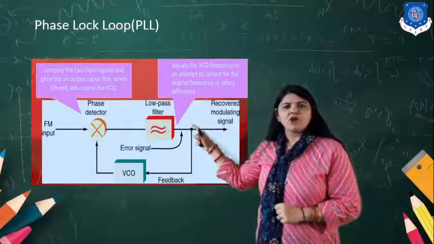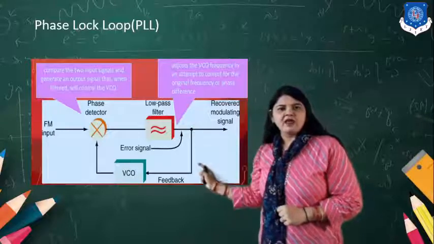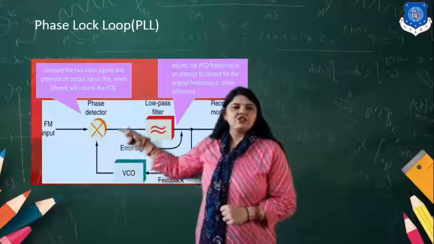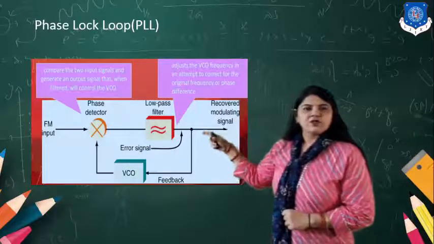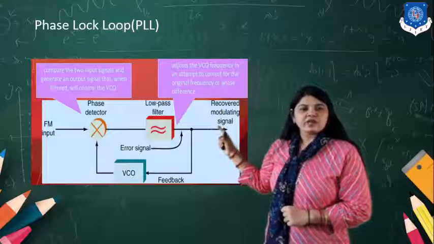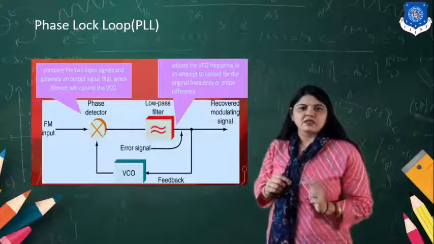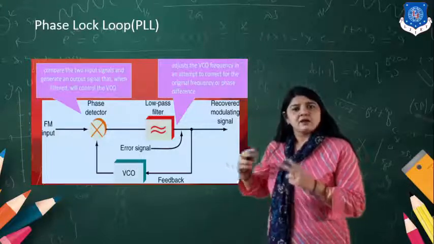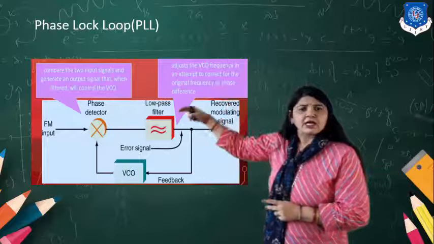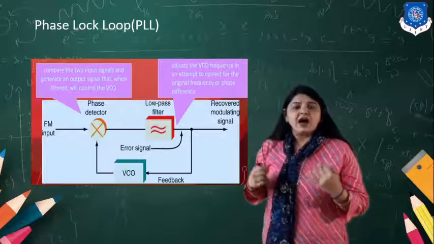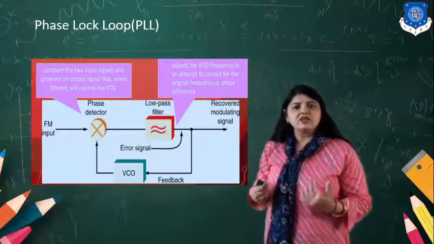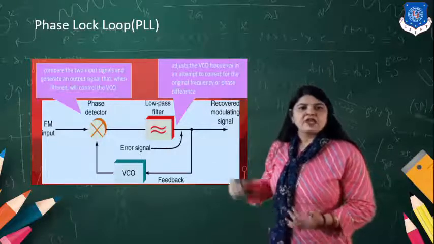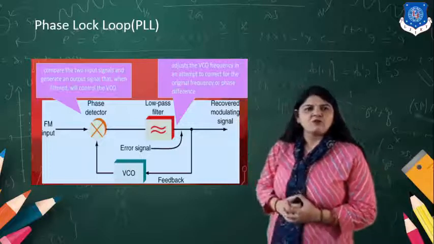That output is given as feedback to the VCO, which produces the output. Whenever the incoming signal and the output produced by the VCO are the same, it will lock at that frequency. Whatever change is observed in the input frequency, we get the same change in the output voltage.